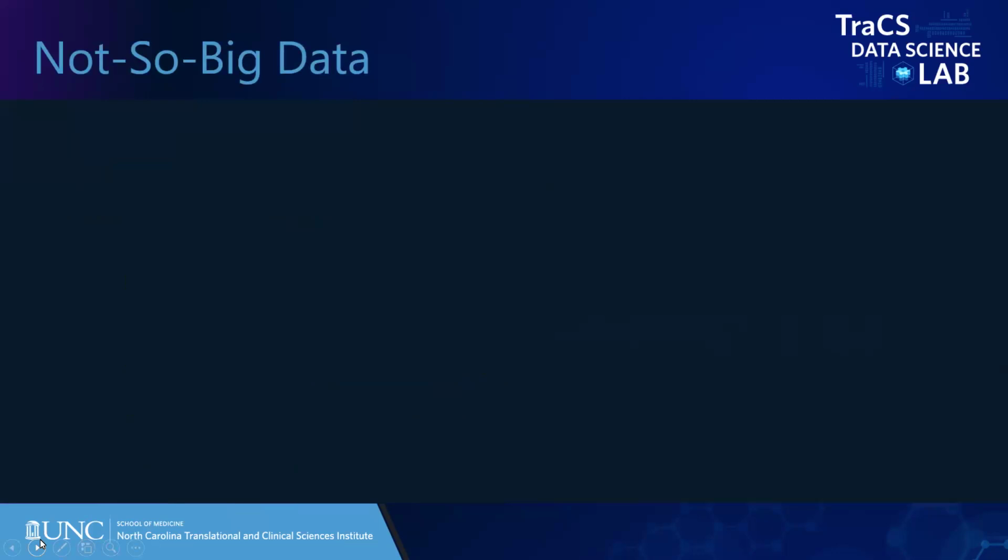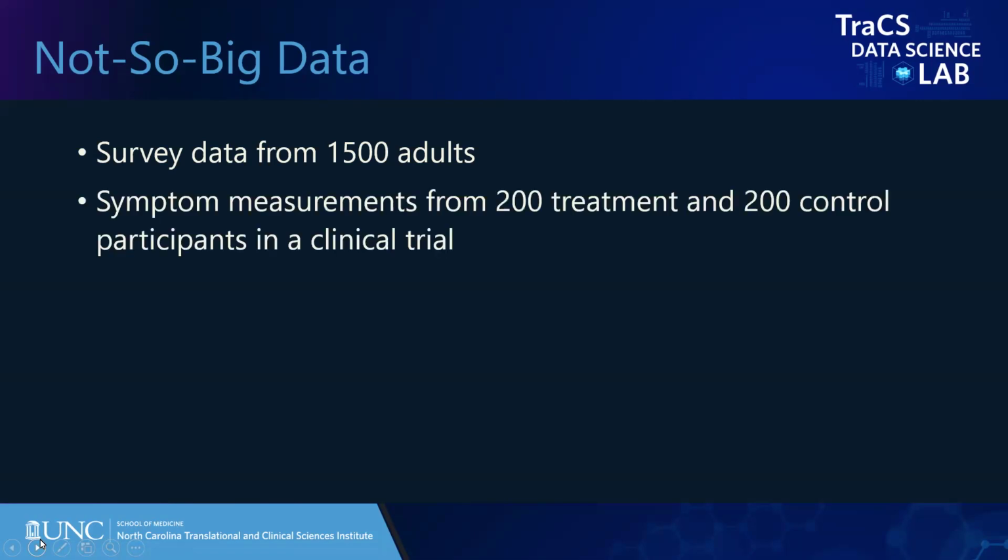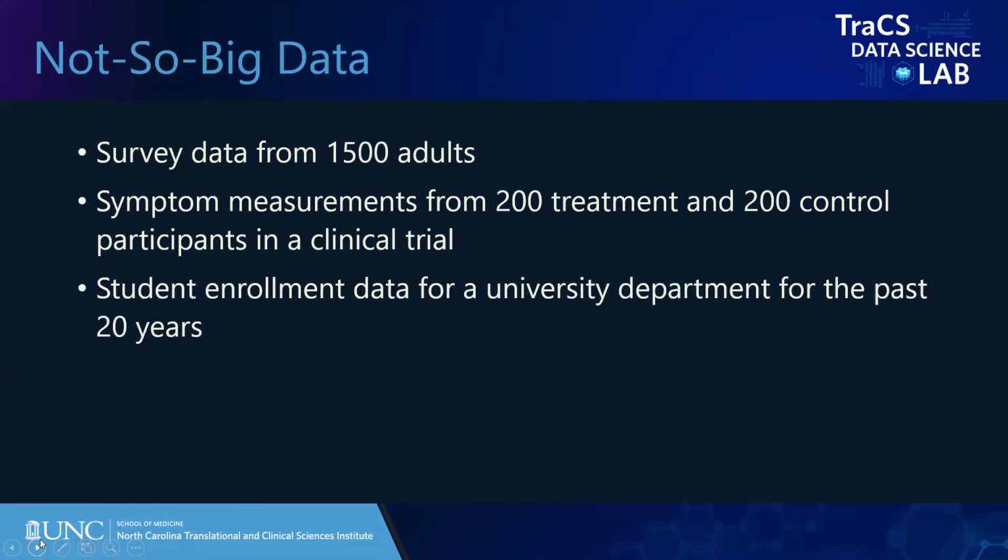So before trying to figure out what big data means, I do think it's helpful to have some idea in your mind of what regular data are. So I have here various examples of more typical data sets that you might encounter and analyze. So maybe you have survey data from 1,500 adults and these results need to be summarized. Or maybe symptom measurements were obtained from 200 participants in a treatment group and 200 in a control group, and the results of this clinical trial need to be analyzed.